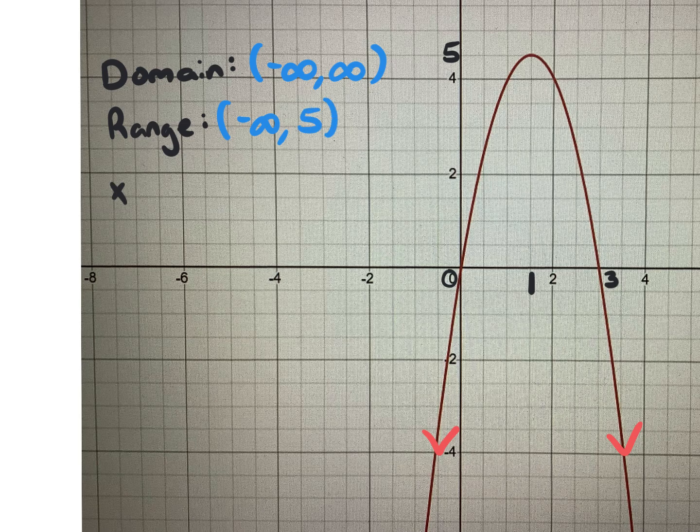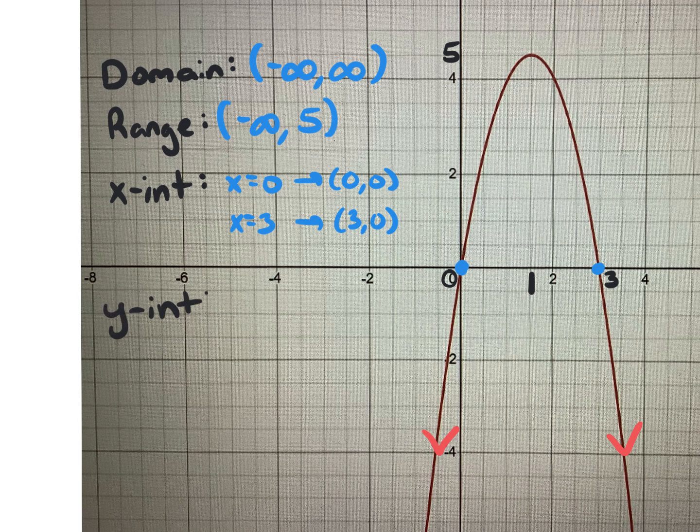Next one is x-intercept. How many x-intercepts do I have? I do have 2. What's this one? 0. Yep, x equals 0, so that would be 0, 0. Where's the other one? At 3, x equals 3, so that would give you 3, 0. What's after x-intercepts? Y-intercepts. Do I have any y-intercepts? It is 0, 0 again. Yep, x equals 0 to give you 0, 0.